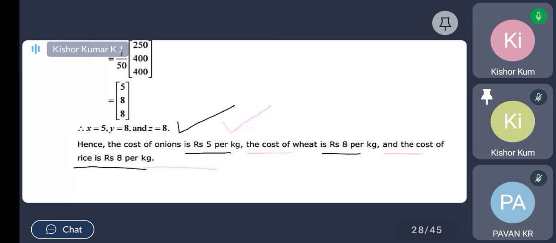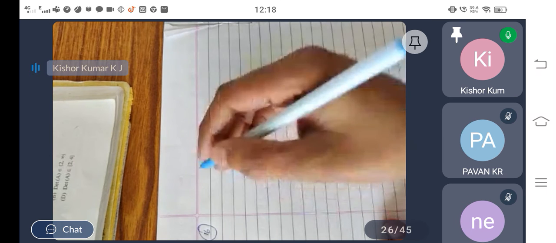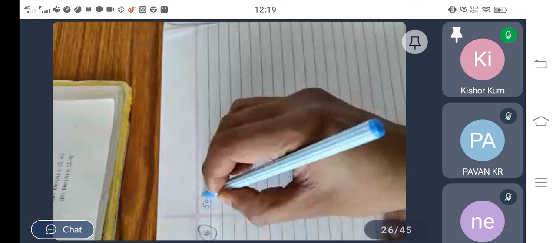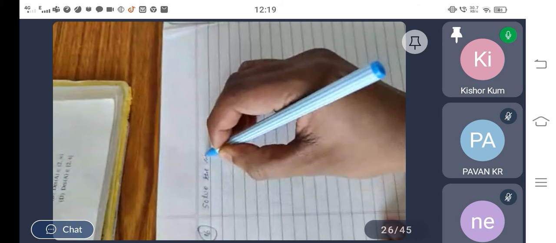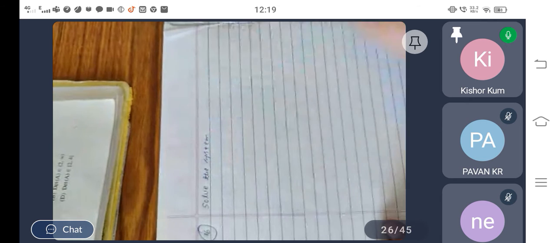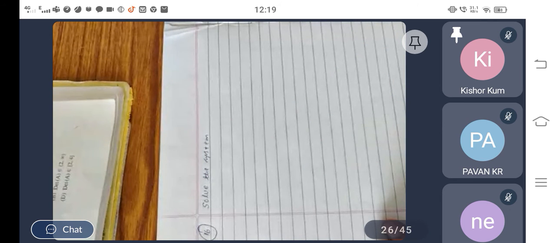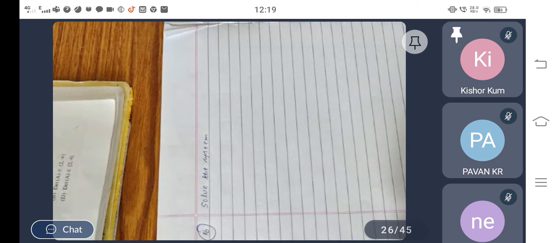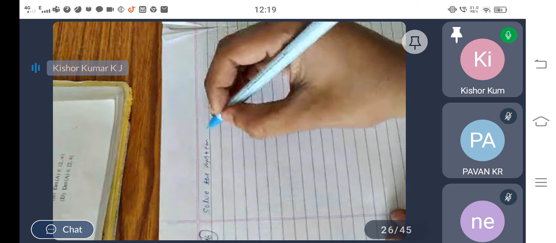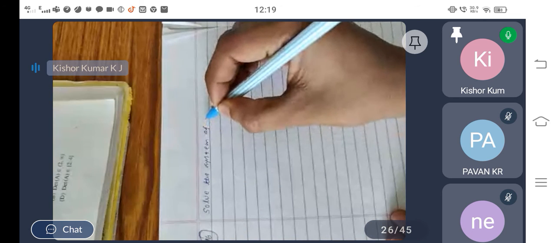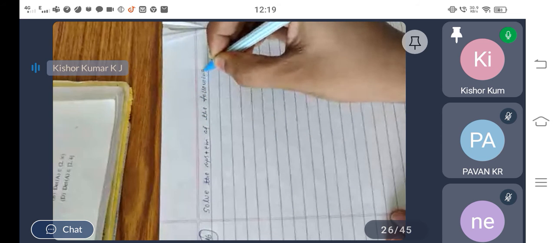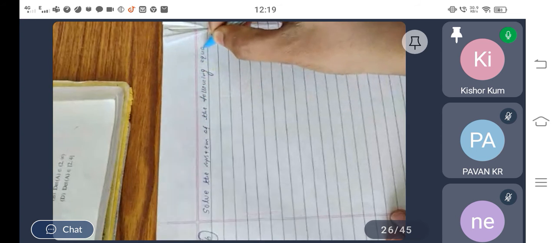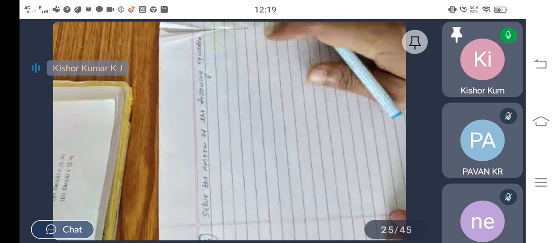Is there any doubt, students? That is an exercise problem. The question is: solve the system of the following equations. So here I am going to mention the equations.